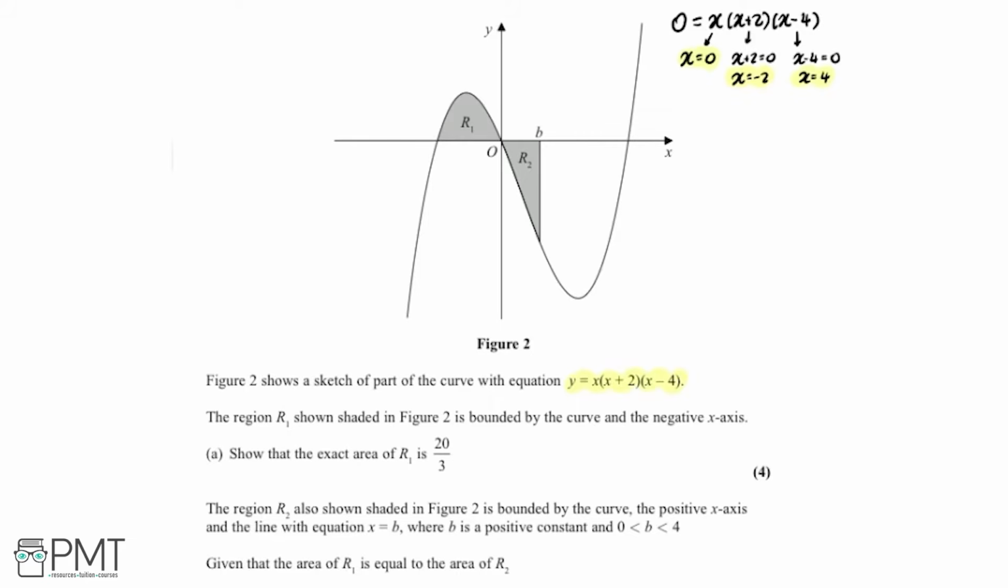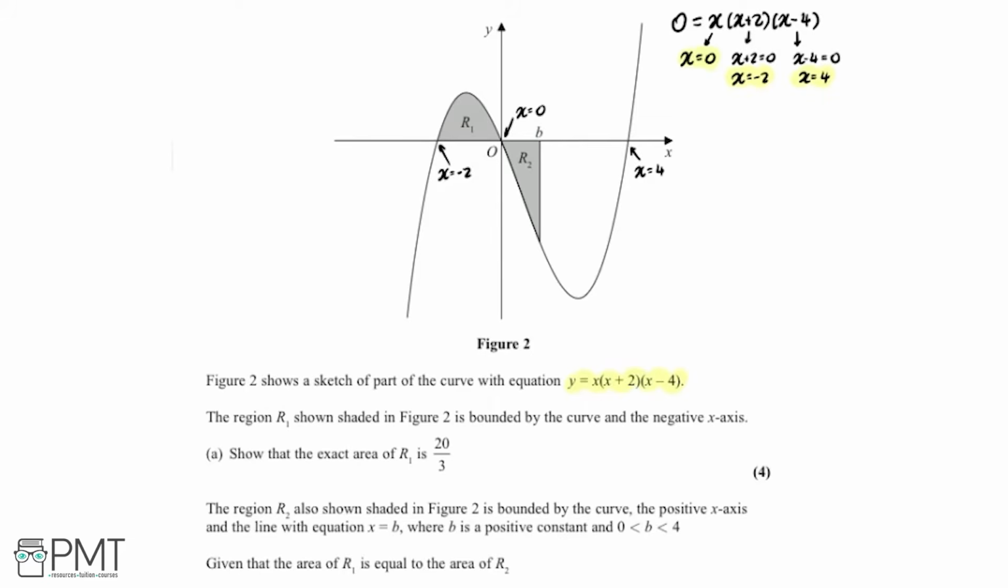So we can work out which ones those are on the graph. So this one is x equals 0. This, because it's on the negative side, must be x equals minus 2. And this is the one that's left over, so that's x equals 4. Now to work out the area of R1, we're going to integrate between minus 2 and 0.